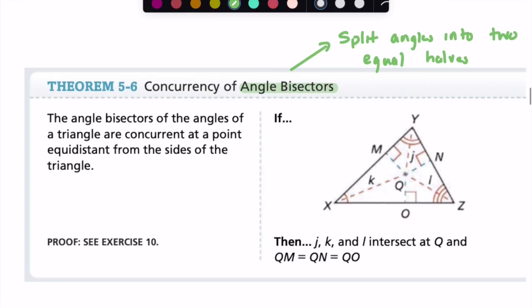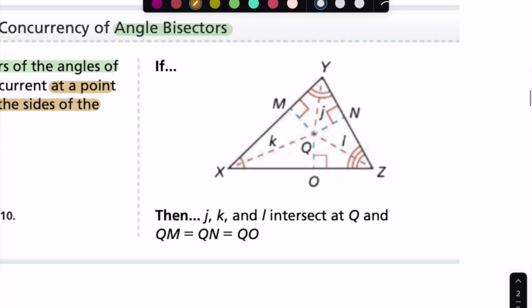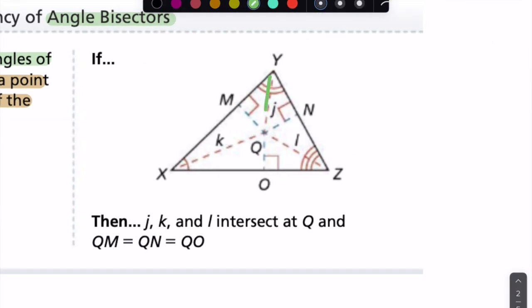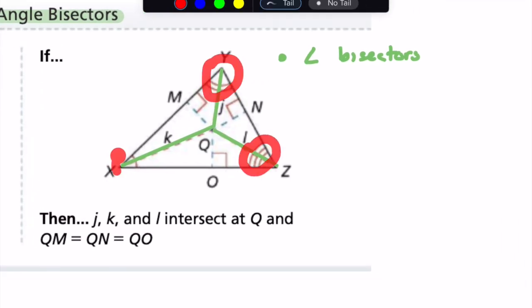So this theorem is saying that the angle bisectors of the angles of a triangle are concurrent at a point equidistant from the sides of the triangle. So what do I mean by that? Here we have the angle bisectors. Green is angle bisectors, and we know that these are angle bisectors because they split the angles into two equal halves.